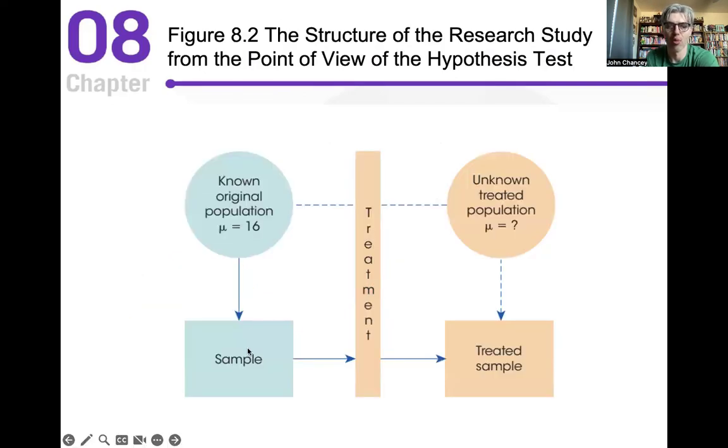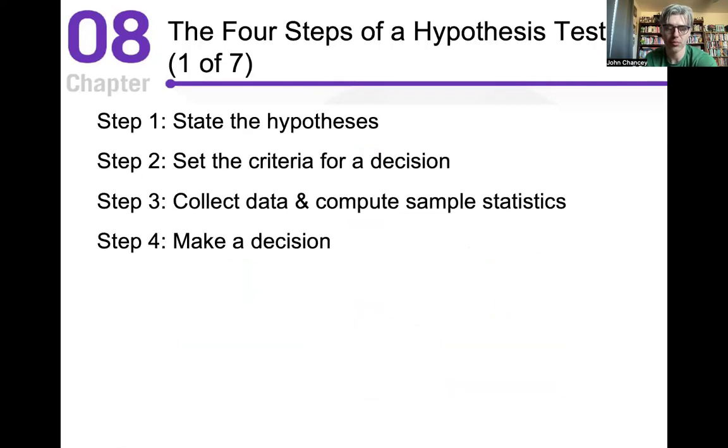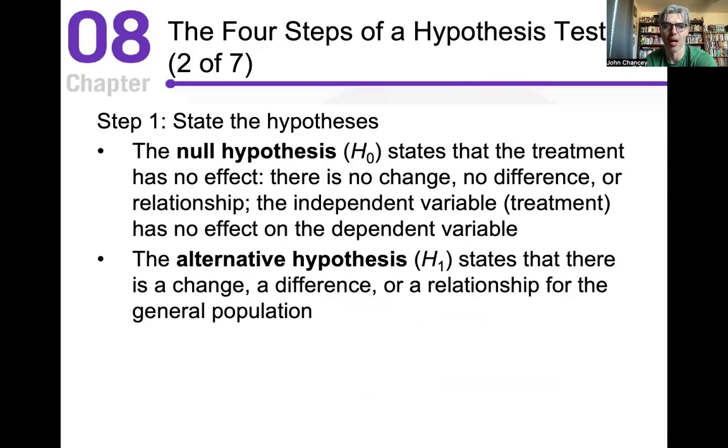So perhaps we have our known population, we pull a sample, we use the treatment, we collect the data from the treated sample, and we want to compare that to the original population and see, is there some kind of statistically significant difference? So the steps involved in hypothesis testing are: one, state the hypotheses; two, set the criteria for a decision; three, collect data and compute sample statistics. And from here on out, we're going to be looking at different ways that we can compute those sample statistics to make decisions based on our hypotheses.